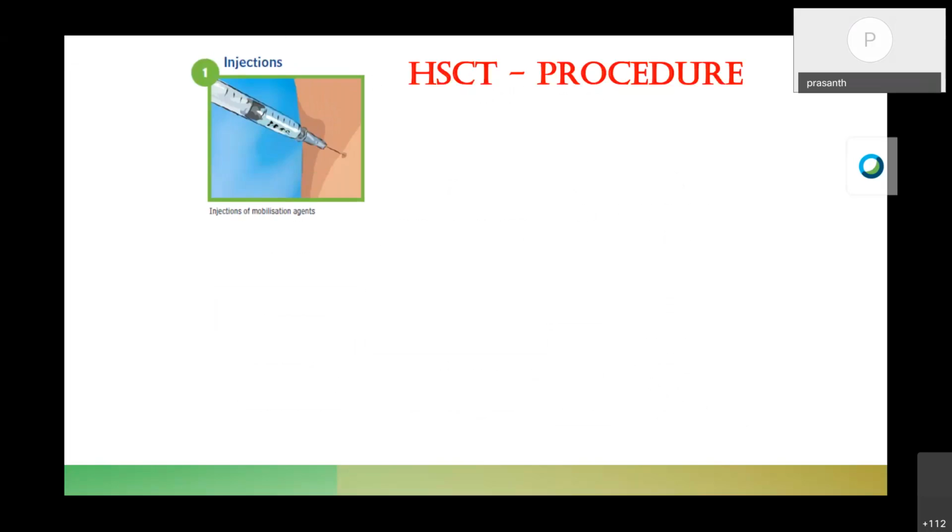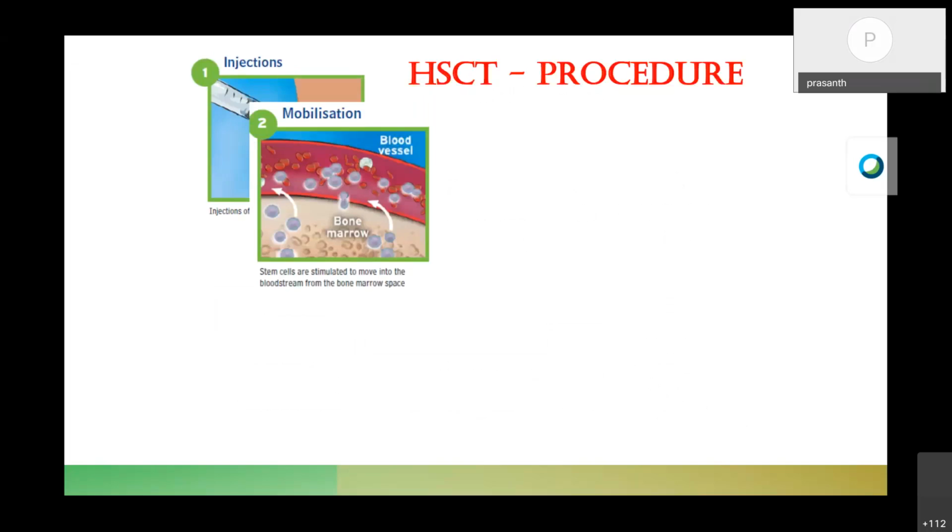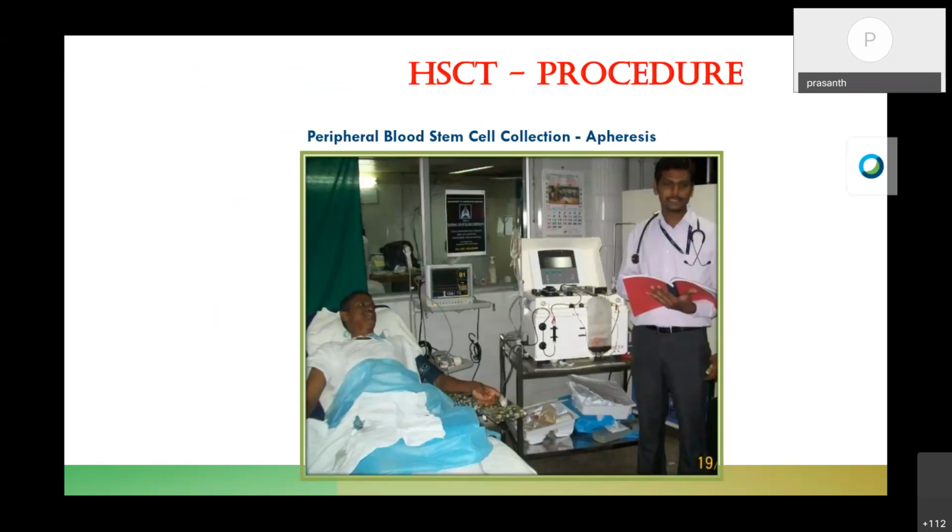So these are the mobilizing injections which are given subcutaneously. The stem cells mobilize from the bone marrow into the peripheral blood. And this is the apheresis procedure, which is done for the donor, which is a very simple process, just like donating platelets or something. It takes about 4 to 5 hours. And mostly the donors can go back to their normal life the same day.